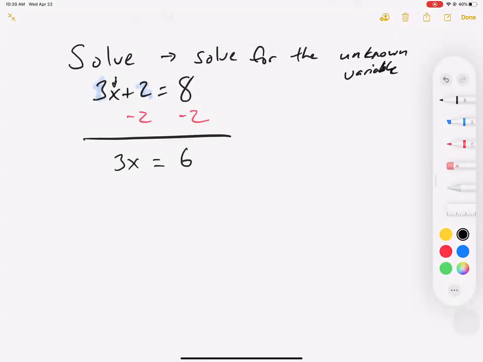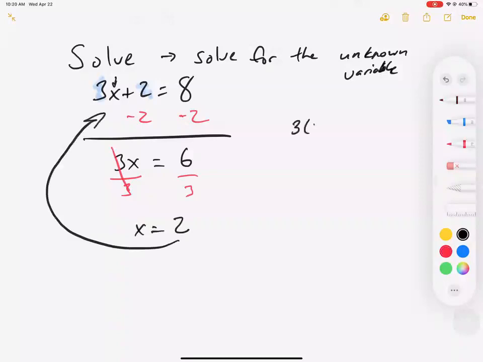So we're left with 3x equals 8 minus 2, which is 6. Very simple process. Then we say, what's the opposite operation of multiply by 3? It's divide by 3. And we're left with x is equal to 6 divided by 3, which is 2. And if you plug that in, 2 times 3 is 6, and 6 plus 2 is the 8 that we got. Amazing.